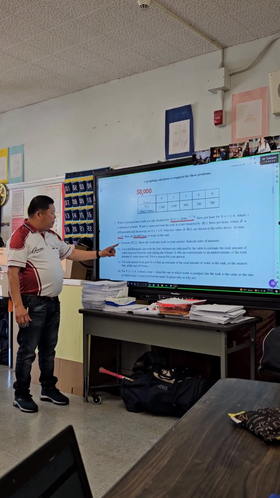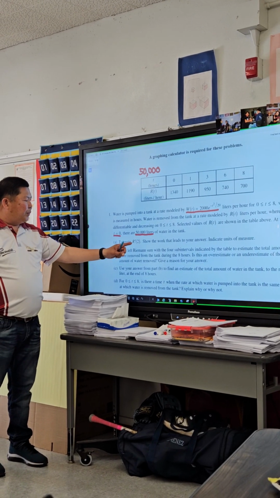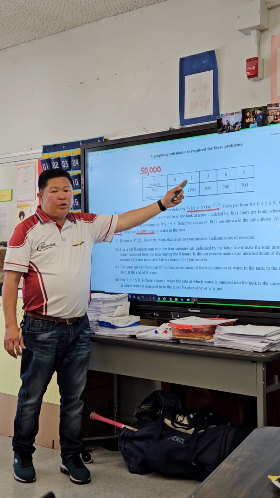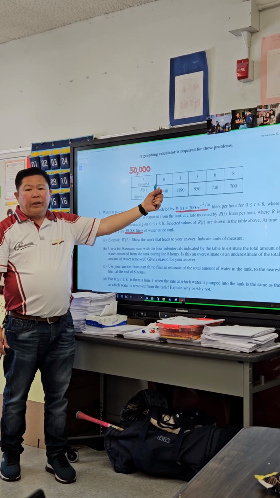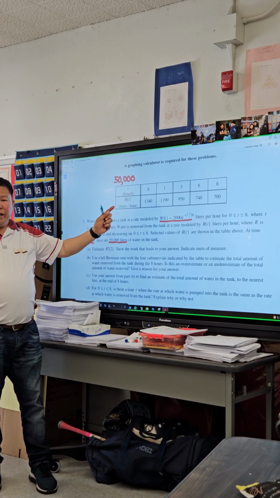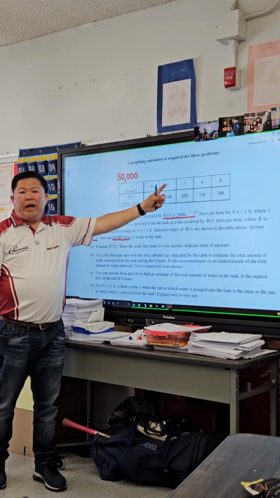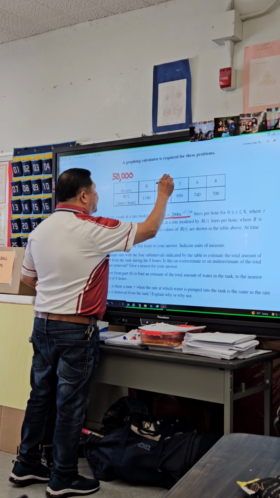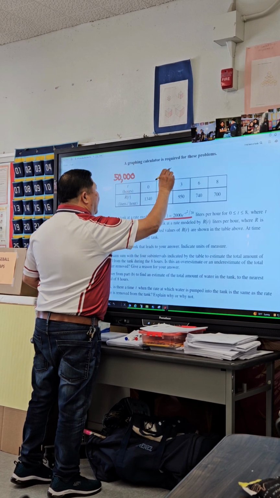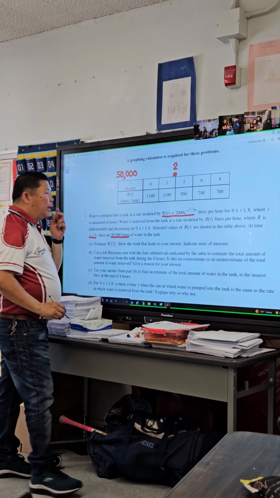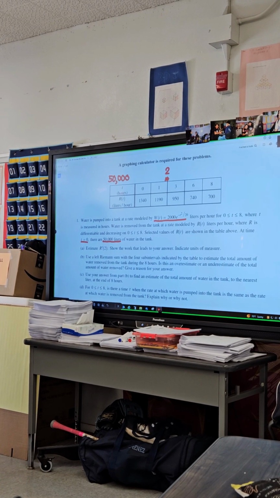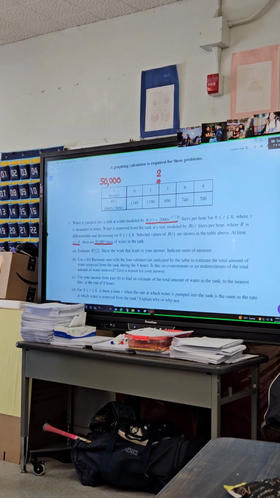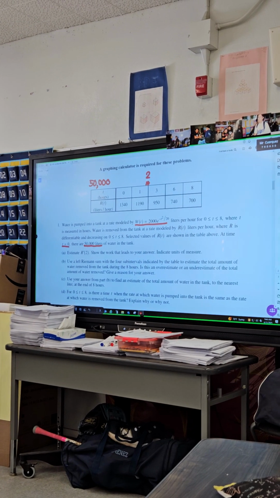Question A, estimate R prime of 2. Now, by looking at the table, do we have time 2 right here? No, but we can say that 2 is between the first and the third hour. So we're going to put this as 2 right here.